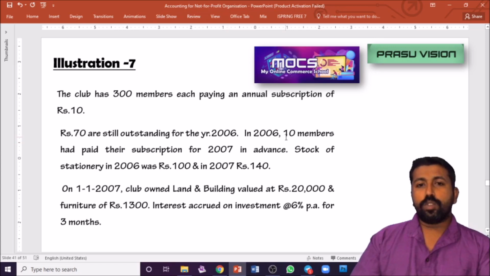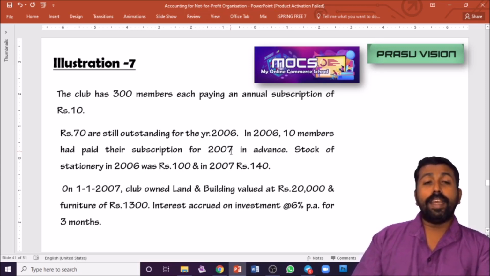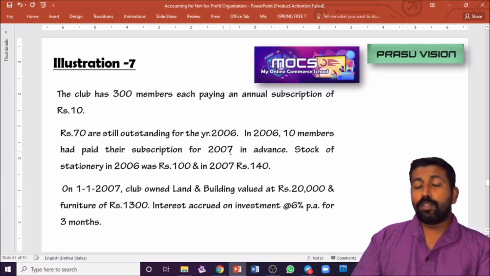And in 2006, 10 members had paid their subscription for 2007 in advance. Advance payment of subscription. So please remember how we have to adjust all these items. All the items we have to remember as per the format. Outstanding at the end of the year will be added. Outstanding at the beginning will be deducted. Received in advance at the end of the year will be deducted, and received in advance at the beginning will be added. Stock of stationery in 2006 is 100, in 2007 it is 140. Closing and opening year values are there.